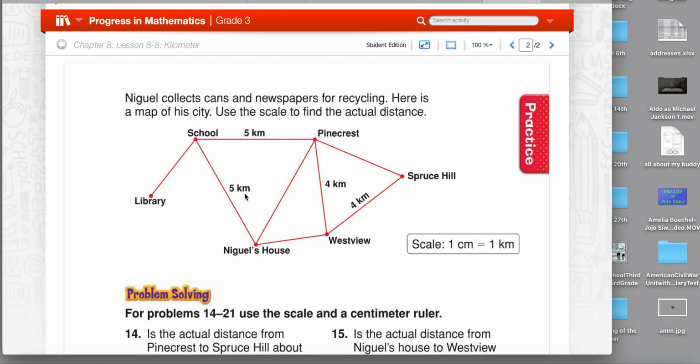So we want to use a scale to find the actual distance. So 1 centimeter is equal to 1 kilometer. You would take your ruler and measure how many centimeters, and you would know that every centimeter is equal to 1 kilometer. They're telling us that from school to Nigel's house is 5 kilometers. So if we were to measure from Nigel's house to Westview, how many kilometers would it be? You would measure this in centimeters, and then convert it into kilometers.